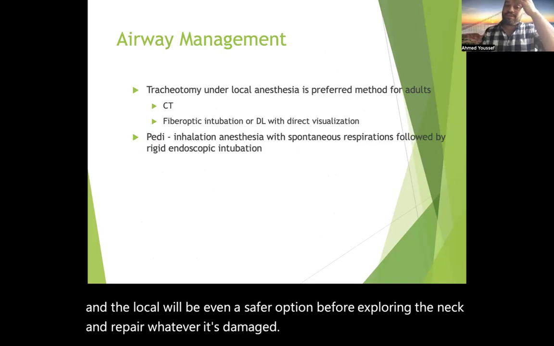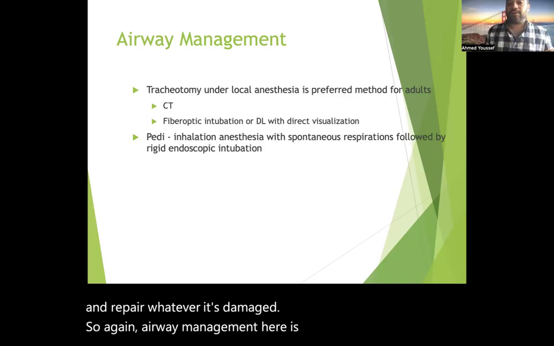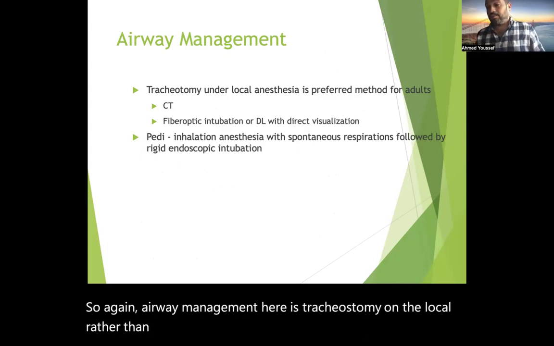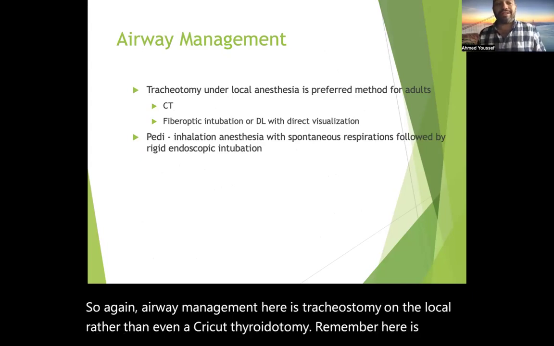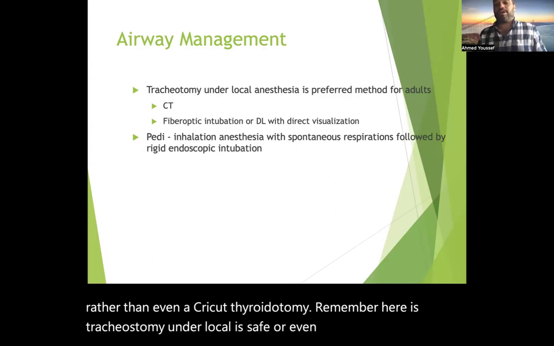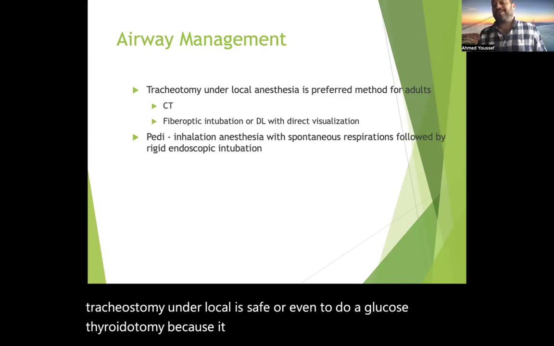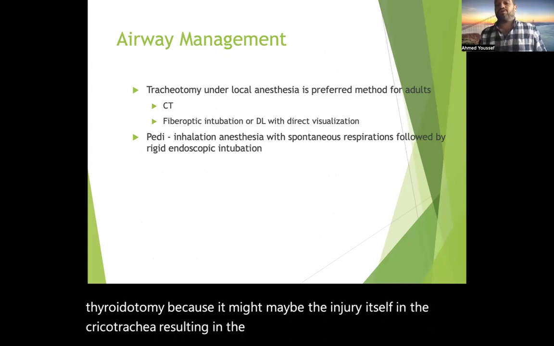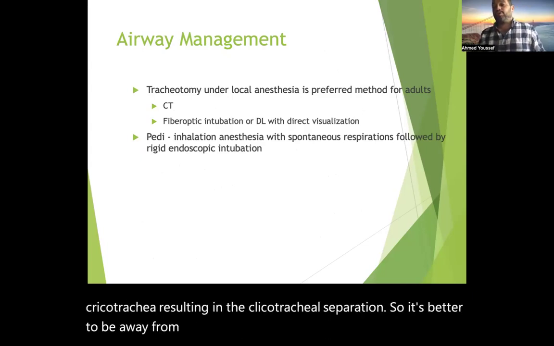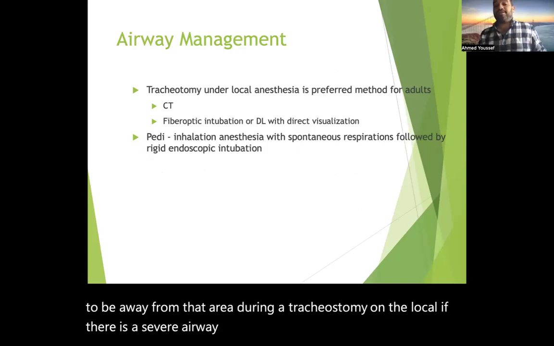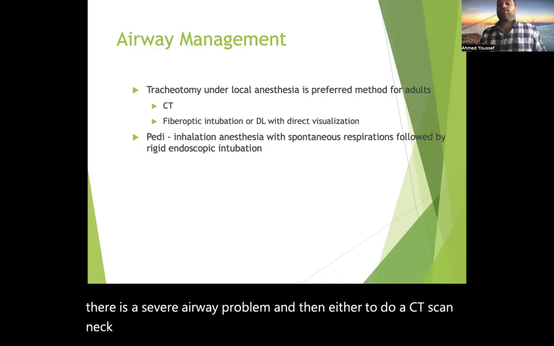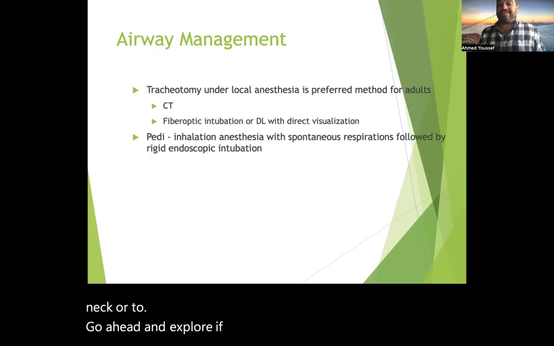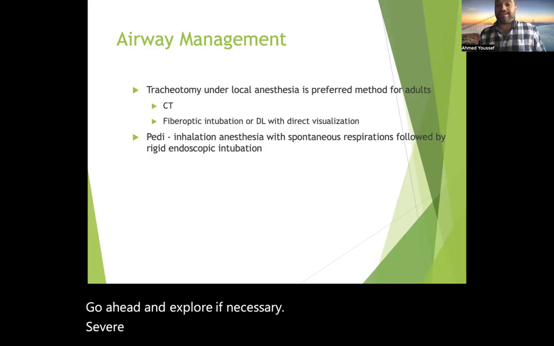So again, airway management: here it is tracheostomy under local rather than even a cricothyroidotomy. Remember, tracheostomy under local is safer than a cricothyroidotomy because the injury itself might be in the cricotracheal area, resulting in cricotracheal separation. So it's better to be away from that area, doing a tracheostomy under local if there is a severe airway problem, and then either do a CT scan of the neck or go ahead and explore if this is a severe laryngotracheal injury in the theater.